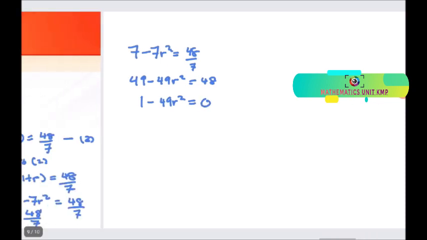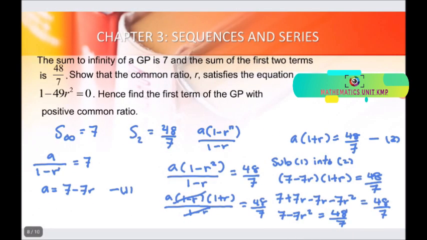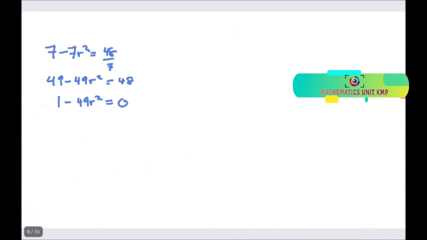Next, we're going to cross multiply the equation. So we'll get 49 minus 49R squared equal to 48, and 49 minus 48 will get 1 minus 49R squared equal to 0. So from here we get the equation that satisfies 1 minus 49R squared equal to 0. So we can show here.